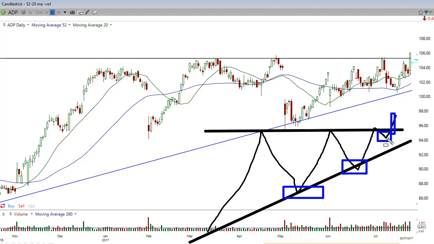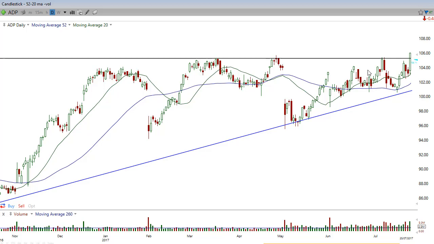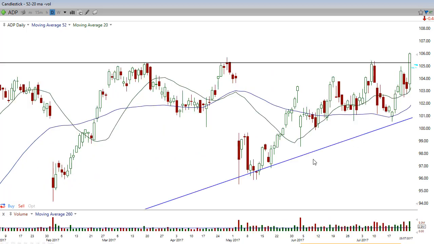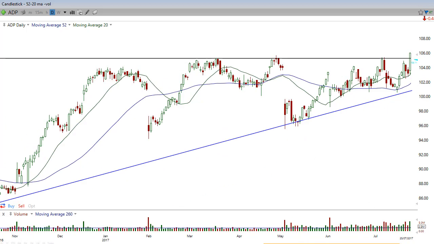And more times than not, when that happens, the buyers are showing, hey, we're getting ready not only to push this past resistance, but we're getting ready to take off. It's more like a blast off type of setup, right? Just blast off.